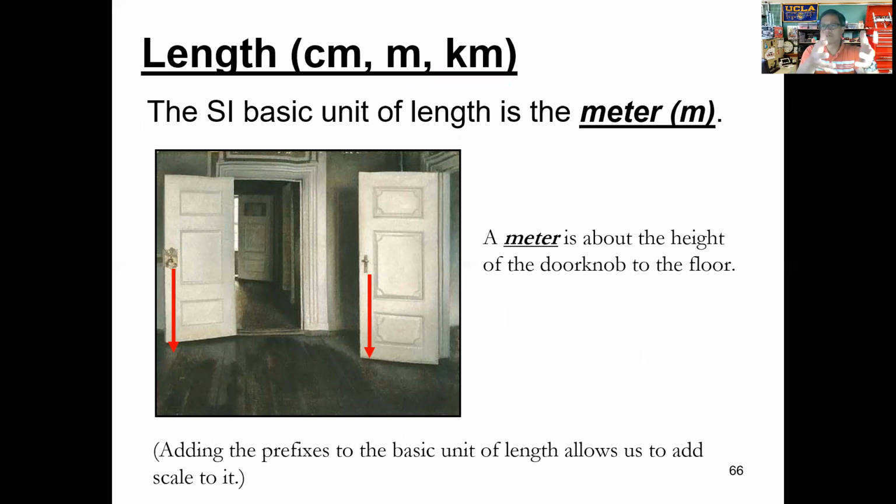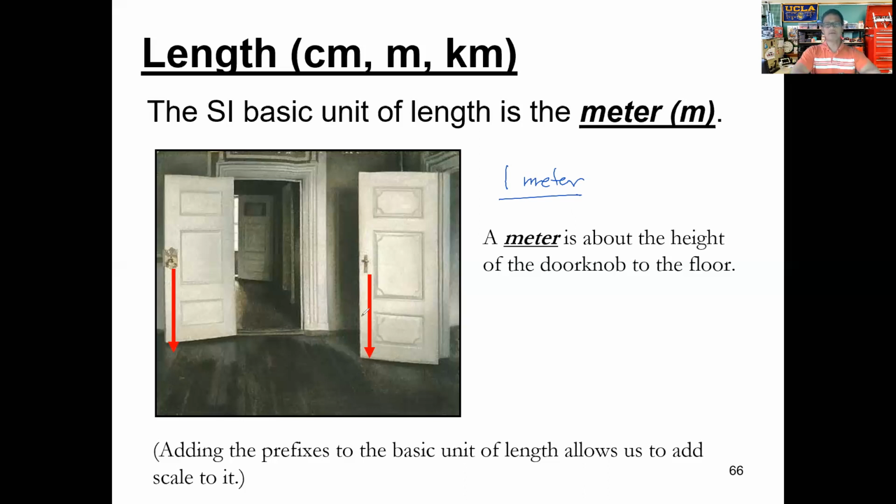I already said that all these units, whether we're talking about metric units or imperial units, are arbitrary. Nature does not recognize the meter and how we define the meter. The meter is roughly the distance between the doorknob in a typical door and the floor. That's typically about a meter worth of length.